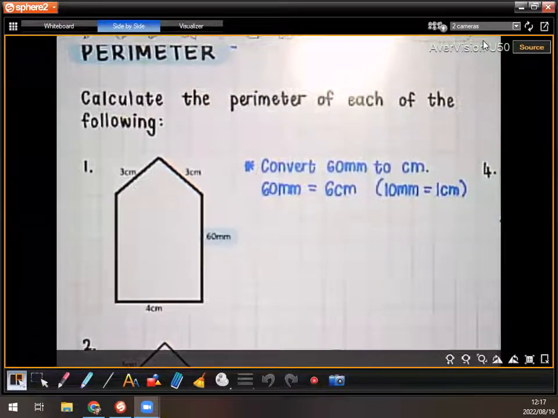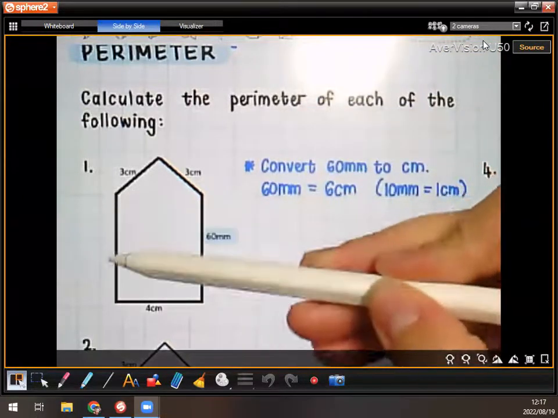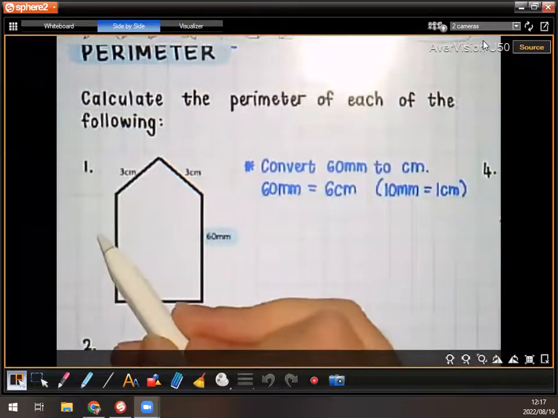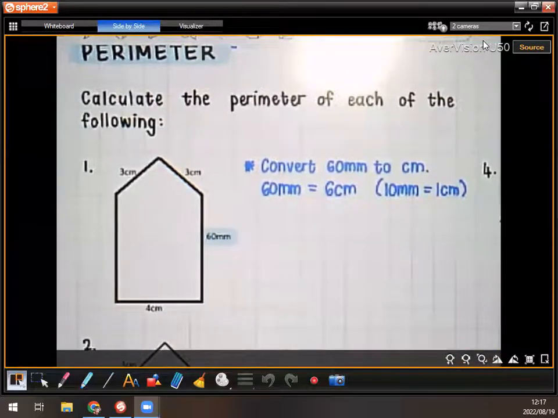Okay, now, do we have all the sides of this shape? We have to find the perimeter, right? So we must add all the sides together. I have that one, that one, that one, that one. What about this one? Then 60 millimeters or 6 centimeters wide, because it looks like it.